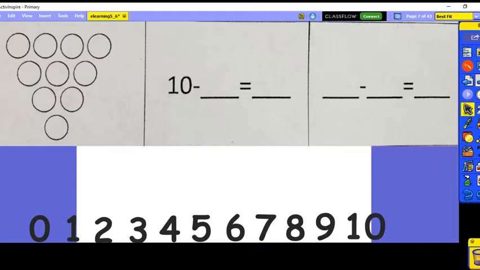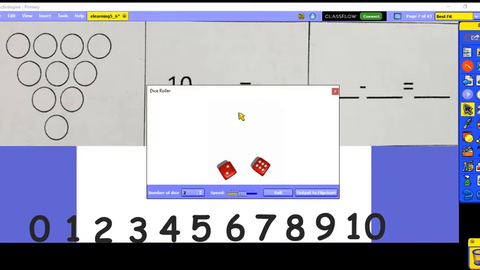Okay, let's play a round of bowling. So remember, we're pretending like these are our bowling pins. We're starting with 10, and then we'll take away however many we roll on the dice. We just need one dice for this game. I have another game that we're going to use that needs 2 dice, so let's do it like this.